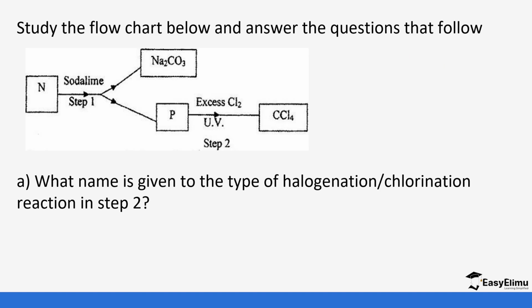So we do one last question. Study the flowchart below and answer the questions that follow. What name is given to the type of halogenation or chlorination in step 2? So we had done this question before. So remember we said this was methane. So methane reacts with chlorine in the presence of ultraviolet light. So the step is called a substitution reaction.